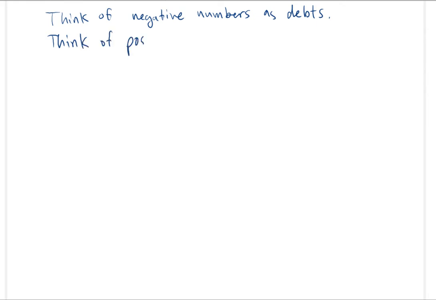All right, so I just want to give an alternate way of looking at the idea of adding signed numbers. I think this is really helpful to a lot of students, so I'm going to show it this way. I want you to think of negative numbers as debts, and think of positive numbers as receiving money.